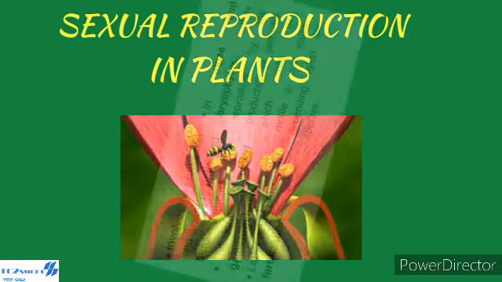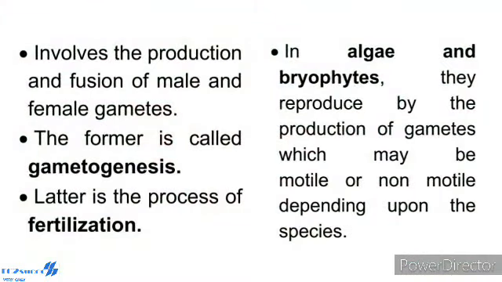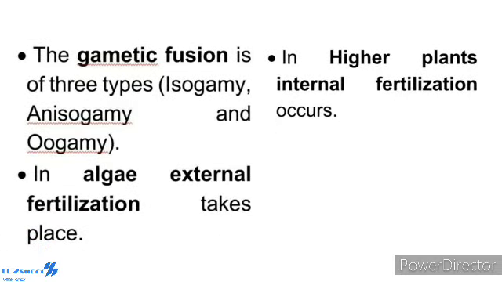Sexual reproduction involves the production and fusion of male and female gametes. The former is called gametogenesis, the latter is the process of fertilization. In algae and bryophytes, they reproduce by the production of gametes, which may be motile or non-motile depending upon the species. The gamete fusion is of three types: isogamy, anisogamy, and oogamy.